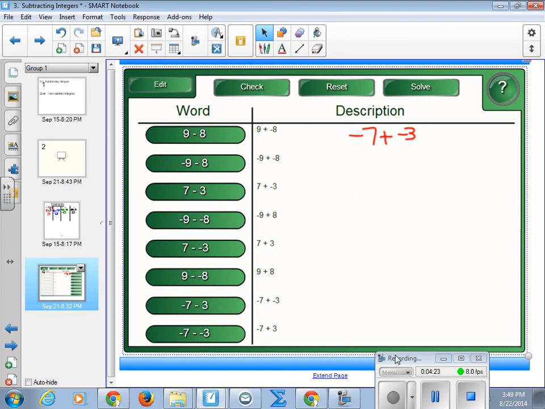Let's see how I did. All right, I got them all right. Hopefully you all did too. This concludes your lesson on subtracting integers, which we will never actually do.